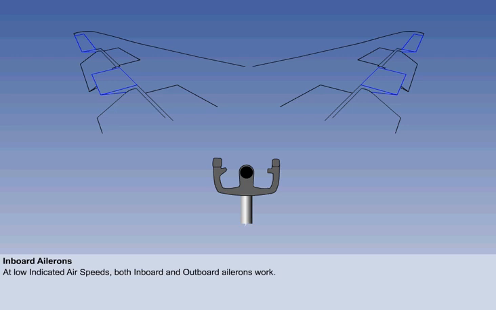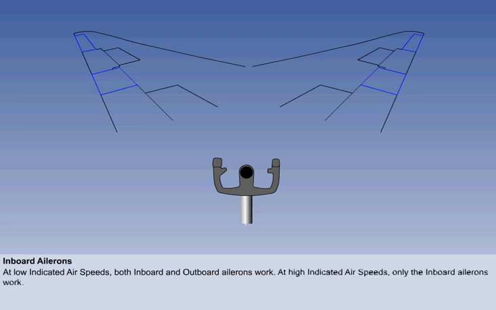After takeoff, the aircraft is accelerated, and when the IAS reaches the speed at which the aircraft can fly safely with the flaps up, the flaps are retracted. As the flaps retract, a mechanism reduces the input to the outboard ailerons. So, as the trailing edge flaps retract, the outboard ailerons will move through a progressively smaller angle than the inboard ailerons. With the flaps fully retracted, the outboard ailerons no longer move, only the inboard ailerons.